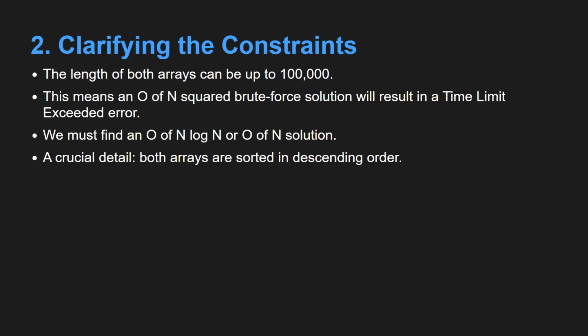Before writing any code, let's clarify the constraints. The arrays can have up to 100,000 elements. A nested loop checking all pairs would take O(n squared) time, which will definitely time out. We need a more optimal approach, taking advantage of the fact that the arrays are already sorted in descending order.